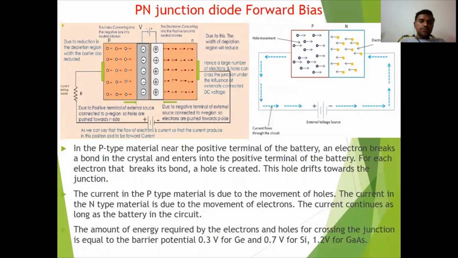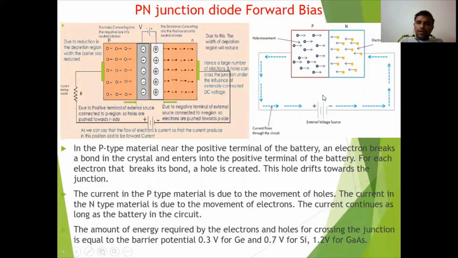So if I increase the bias further and further, the repulsive forces coming from the positive terminal and negative terminal will overcome the opposition forces that resist the holes and electrons crossing from p-type to n-type and n-type to p-type, that is, the junction. As we increase the bias more and more, the repulsive forces will overcome the depletion region, and the depletion region width will be reduced.